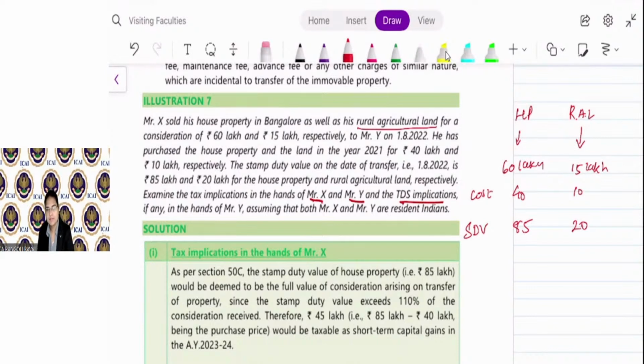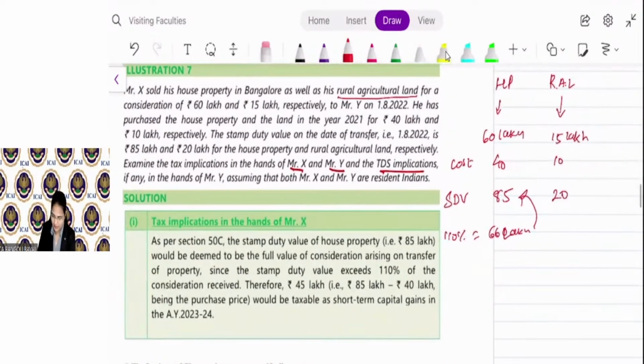So what happened here? Here, the stamp duty value is more than 110% of consideration, right? 110% of consideration is 66 lakh and the stamp duty value is 85 lakh. So in this case, your stamp duty value is deemed to be your sale consideration as per section 50C. So in the hand of Mr. X, what will be the amount of short-term capital gain? 85 lakh minus 40 lakh cost. So it comes to 45 lakh short-term capital gain in case of Mr. X.